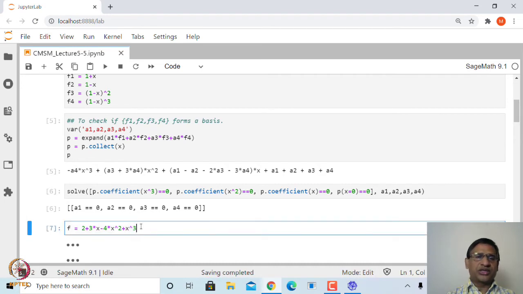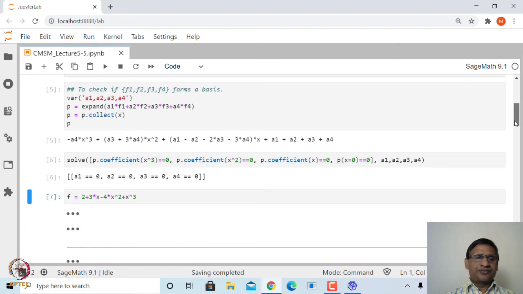This with respect to the given basis F1, F2, F3, F4. So, how do I do that? If the coordinates are, let us say, A1, A2, A3, A4, that means we should have A1 times F1 plus A2 times F2 plus A3 times F3 plus A4 times F4. This should be equal to 0.